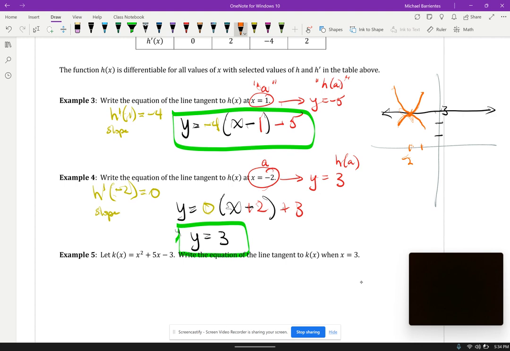Do we need to know this right now? No, we'll get to that. But it's a good exercise of realizing, oh, if my slope is 0, I'm going to have a horizontal line, and a horizontal line means the curve is touching it either from below or from above, but that also means that there's a maximum or a minimum at that point. Good to know.